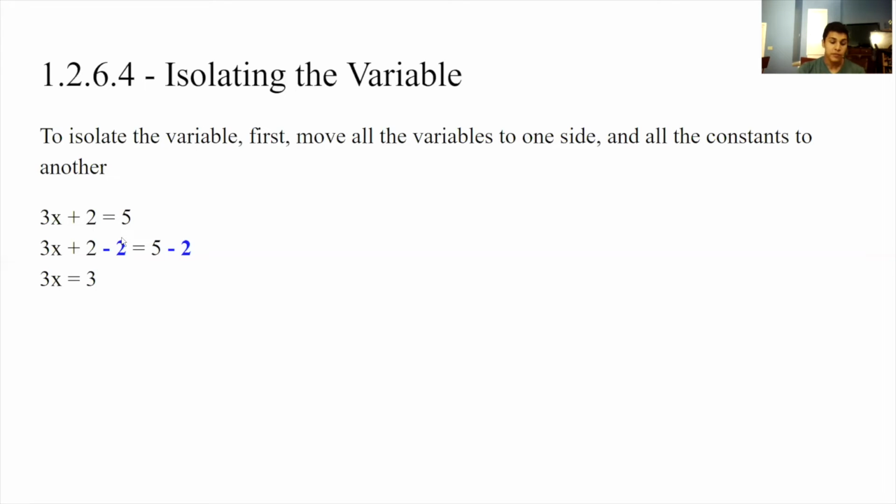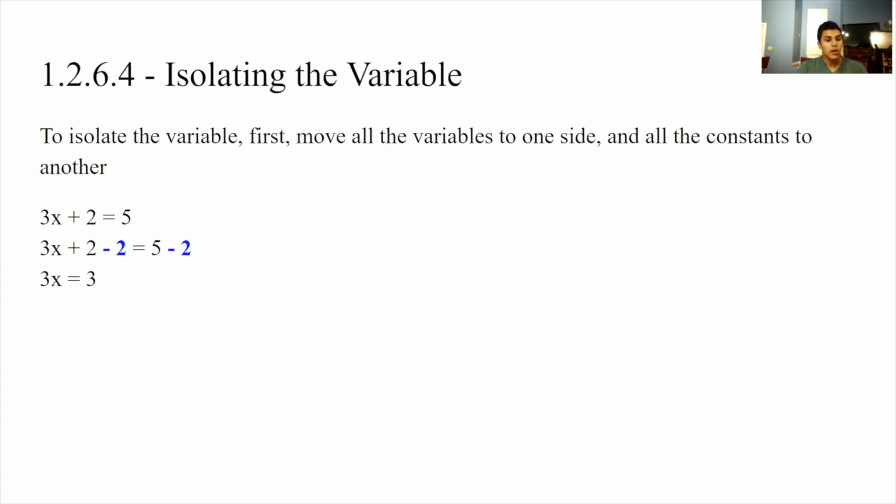The way that we first get all the variables on one side and all the constants on the other is to recognize that if we have 3x plus 2 on one side, we want to get that plus 2 out. We don't want it on that side. We just want to leave it as 3x. And we want to move that to the other side of the equation somehow.